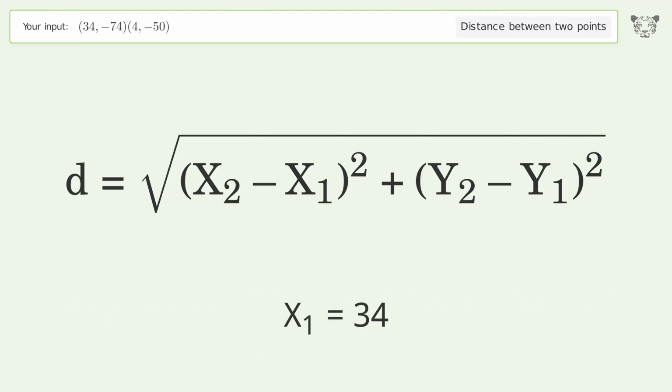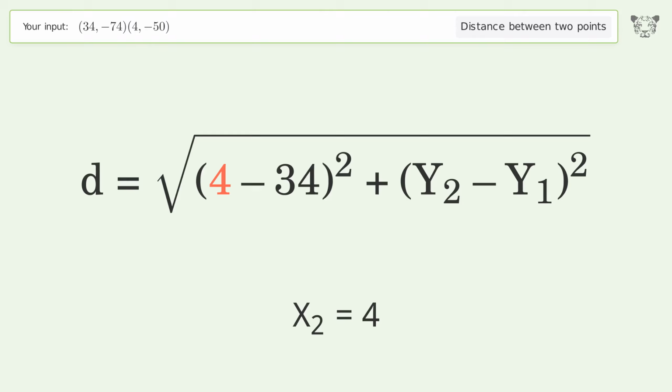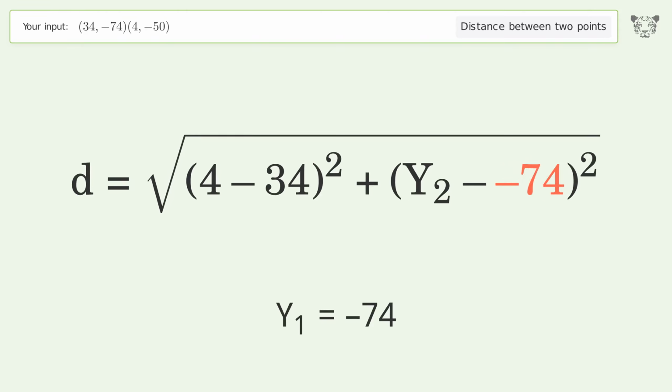x1 equals 34. x2 equals 4. y1 equals -74. y2 equals -50.